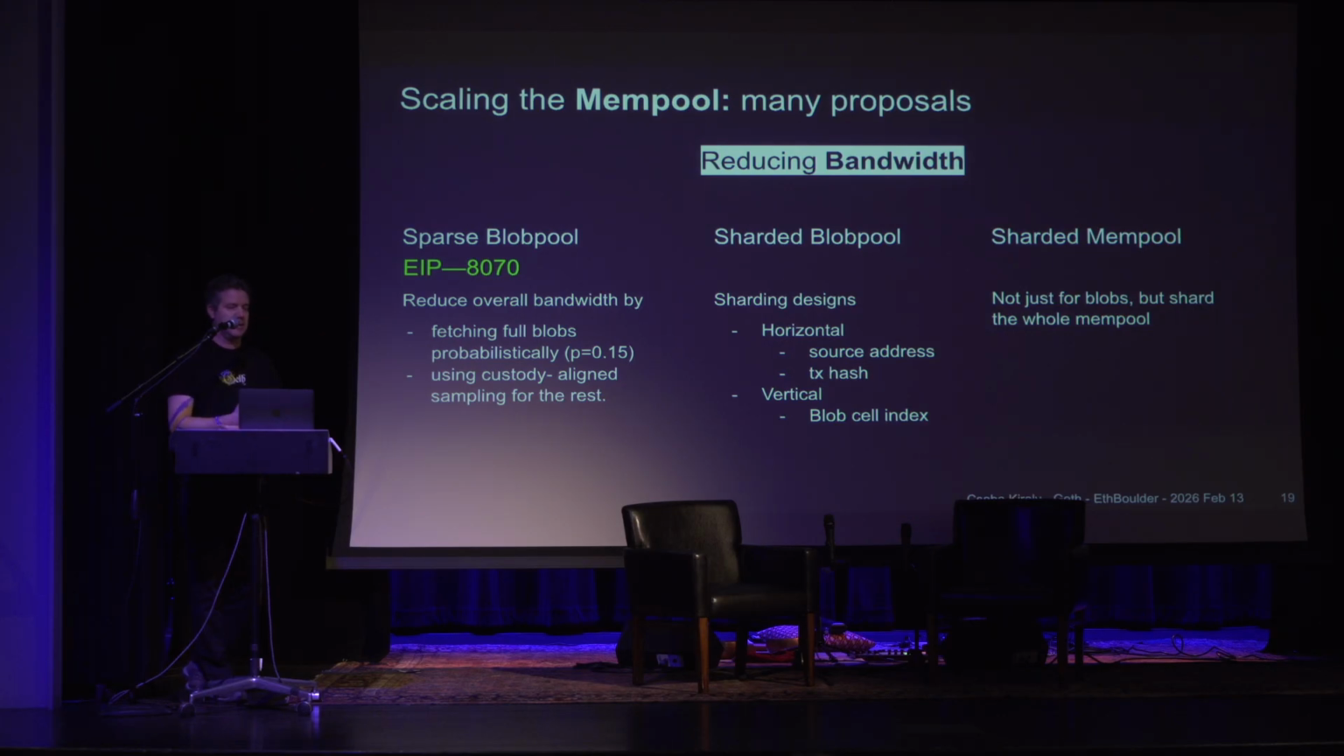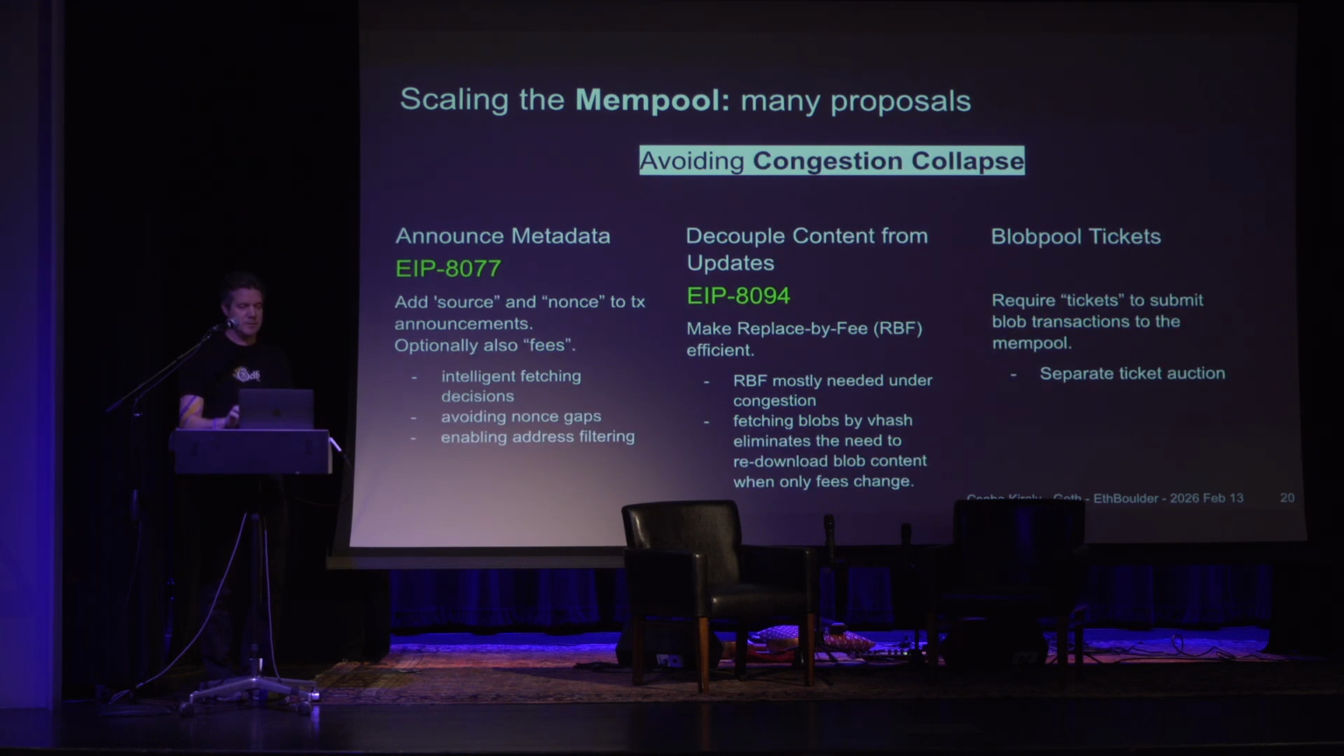These are being debated. Vertical sharding, which is kind of cutting the blob in pieces and sharding by the cell index. And then this is still blobs, and then you can do sharded mempool. So once you realize that you have to also scale the mempool, you have to shard the mempool as well. It's not something we have an EIP for yet, but that's something we have to think about.